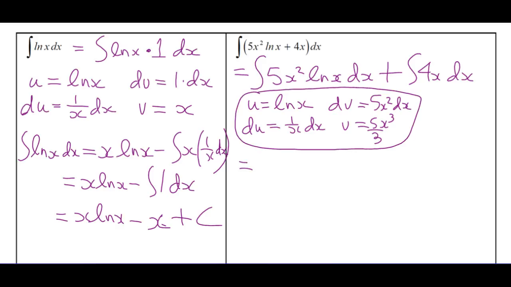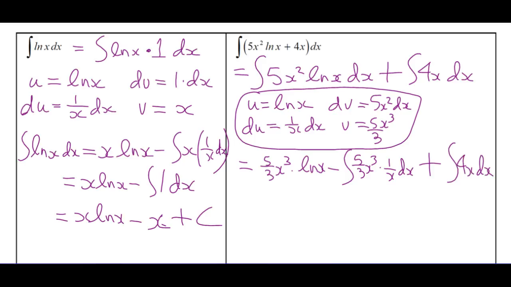So that's equal to, okay, so integration by parts says u times v, so 5/3 x cubed times ln x, u times v, minus the integral of v du. So we've got 5/3 x cubed times du, which is 1 over x dx, plus this, right, the integral of 4x dx.